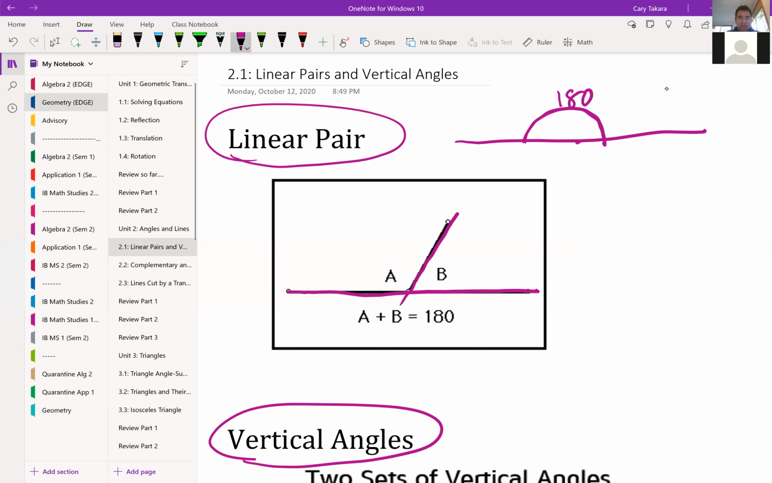So what I'm getting at is if you see a straight line, and then a line is going through at an angle like that, A plus B should be equal to 180. That's kind of obvious.